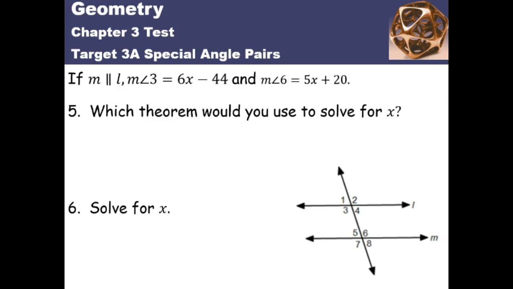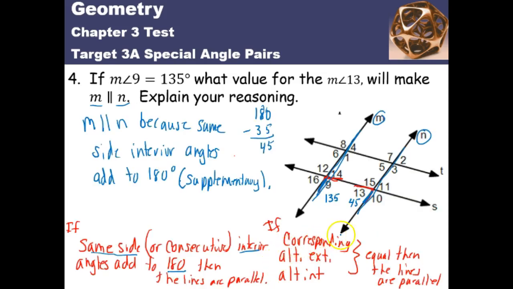Okay, so we need to solve these, and again, we're going to use these same rules. I'm not going to write them down because I'm running out of room. But we know these work both ways. So this says if the angles are equal, then the lines are parallel. But we also know that if the lines are parallel, the angles are equal. And for this one, if the lines are parallel, then the angles add to 180.